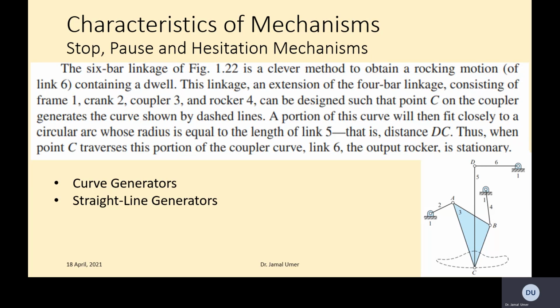The 6-bar linkage, as shown in figure 1.22, is a clever method to obtain a rocking mechanism. Basically, we require a rocking mechanism at this particular point C, in connection with link 6. You see when it is moving up and down, link 6 does the rocking movement.